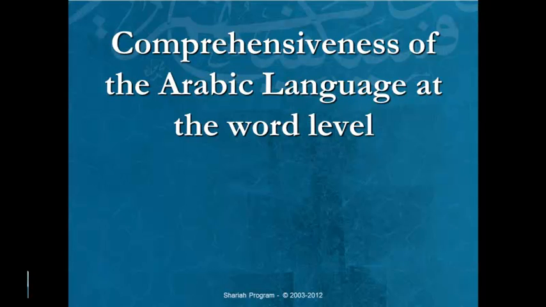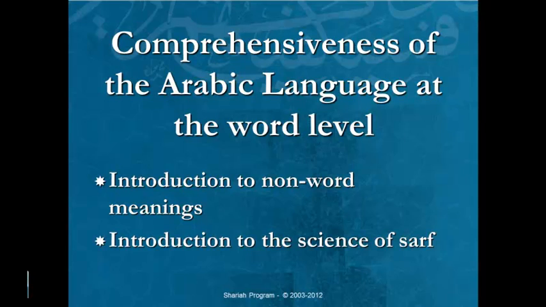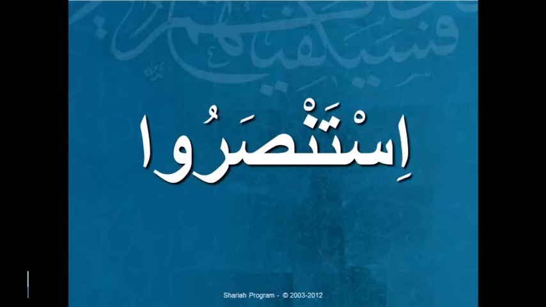Okay, so this is the topic of today's presentation: the comprehensiveness of the Arabic language at the word level. Sentence level will be talked about in the next video. This is to give an appreciation and an idea of how there are more non-word meanings than there are word meanings, and this is what makes Arabic superior. This is the mechanism, the comprehensiveness, and then this will lead into the definition of sarf. So let's proceed. So here's the example: istansaru.